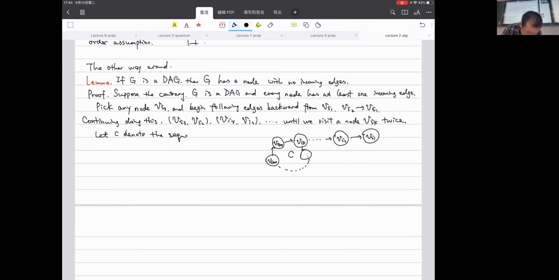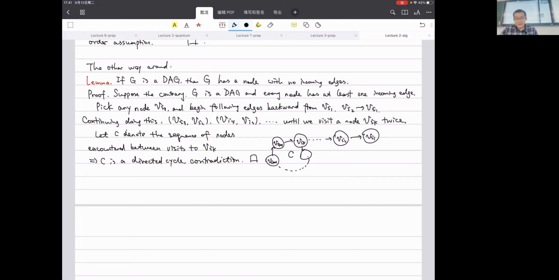Let's denote the sequence of nodes encountered between visits to Vik. C is a directed cycle. This is a contradiction. Basically it contradicts our assumption that the graph G here is a DAG. Any questions?